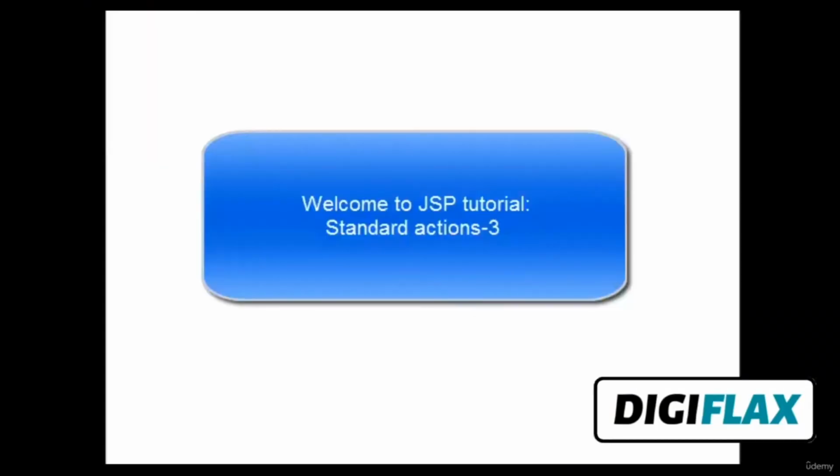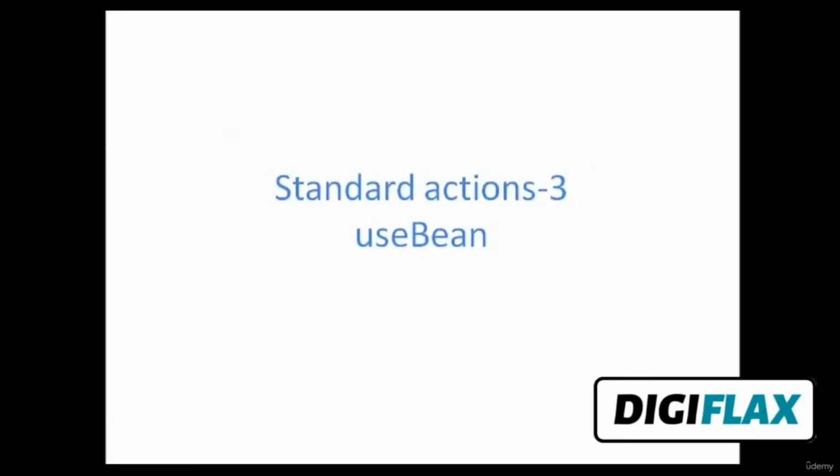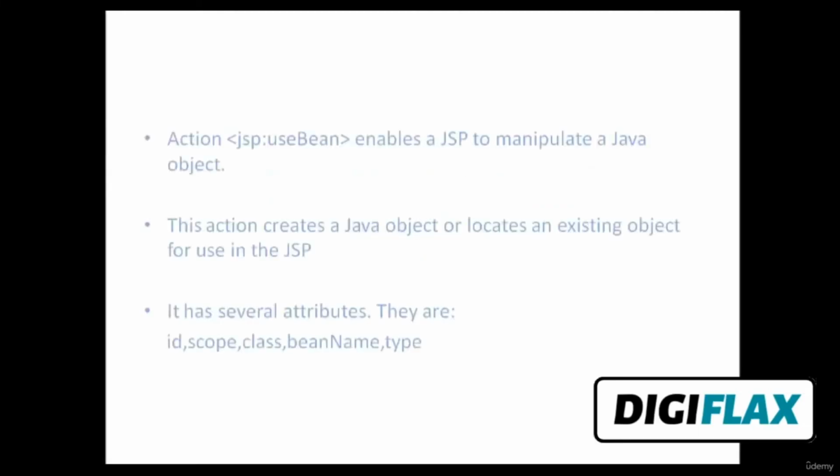Welcome friends. In this tutorial, we are going to learn standard actions in JSP. Action jsp:useBean enables a JSP to manipulate a Java object. This action creates a Java object or locates an existing object for use in the JSP. It has several attributes. They are id, scope, class, beanName and type.